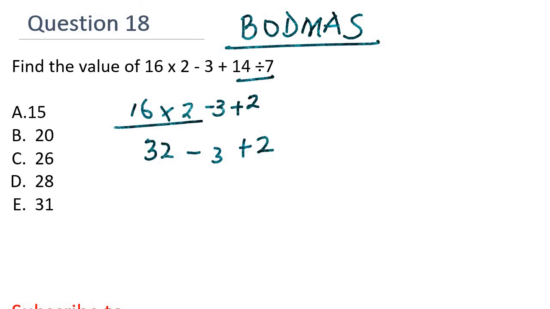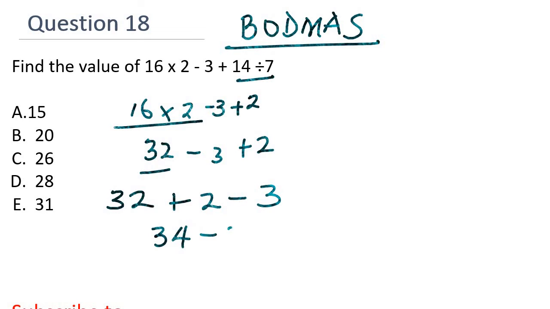Next, we need to do addition. So we'll rearrange. 32 is positive. Bring plus 2. Negative 3 comes last to give me 34 minus 3, which is 31. The answer is E. Always use your board maths and you'll be fine.